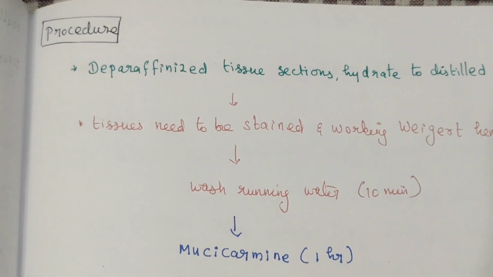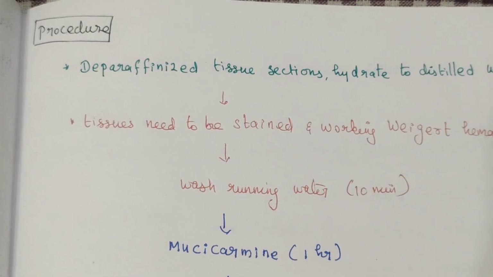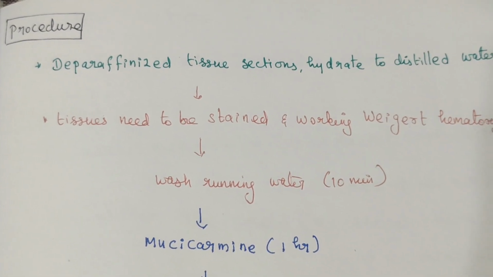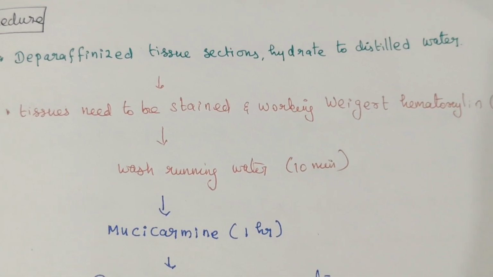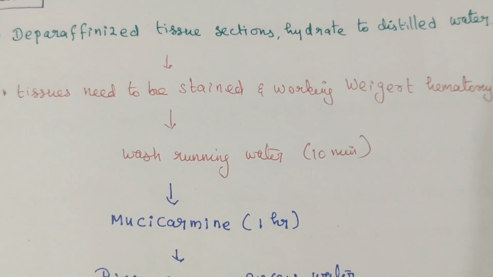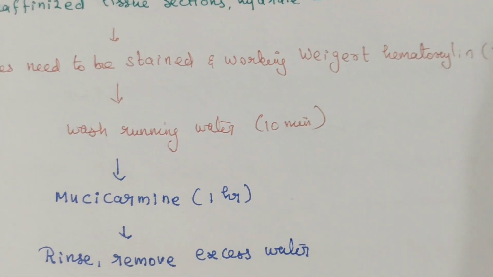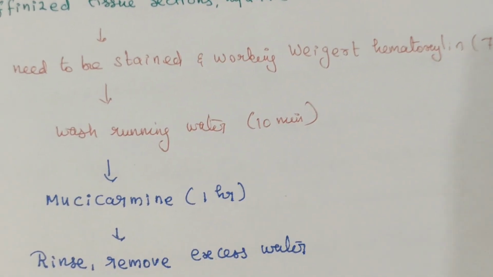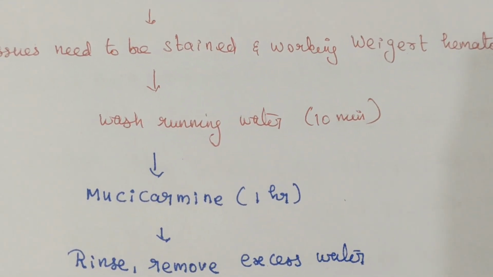Procedure for Mayer's mucicarmine: deparaffinize the tissue section and hydrate to distilled water. Then stain in working Weigert's hematoxylin for 7 minutes. Then wash with running water for 10 minutes.